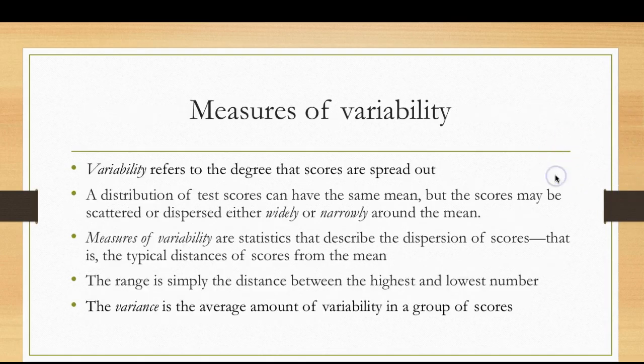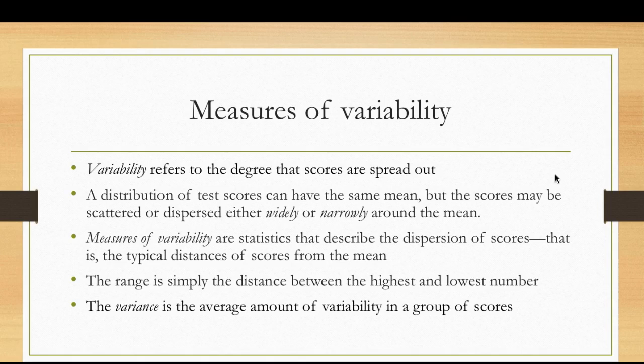So, enough on the mode, median, and mean. Let's talk about measures of variability. Whereas measures of central tendency attempt to describe a distribution based on a typical or average performance of scores, variability refers to the degree that scores are spread out and differ from one another.